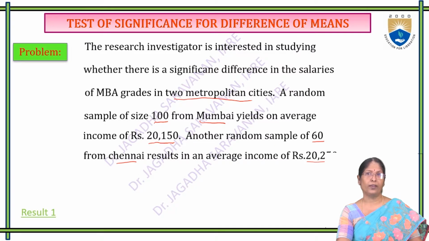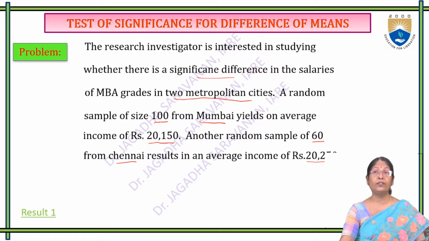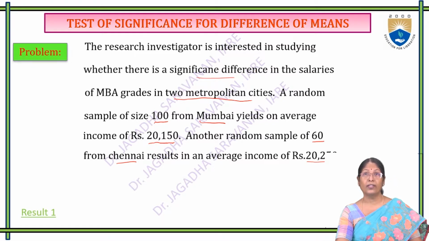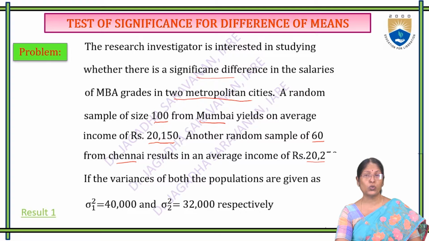What they are asking is, is there any significant difference in the salaries of MBA graduates? That is, the working persons whose qualification is MBA. That we have to check. If the variances of both the populations are given as sigma 1 square is 40,000 and sigma 2 square is 32,000 respectively.